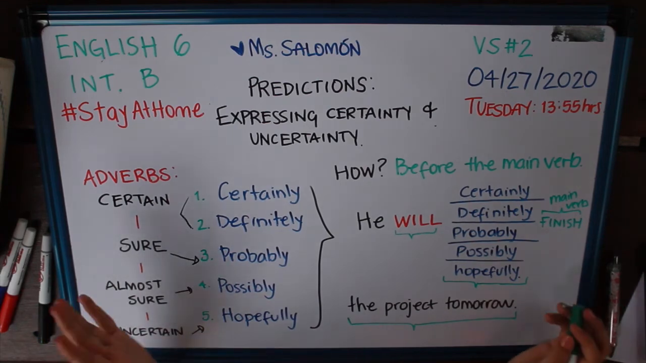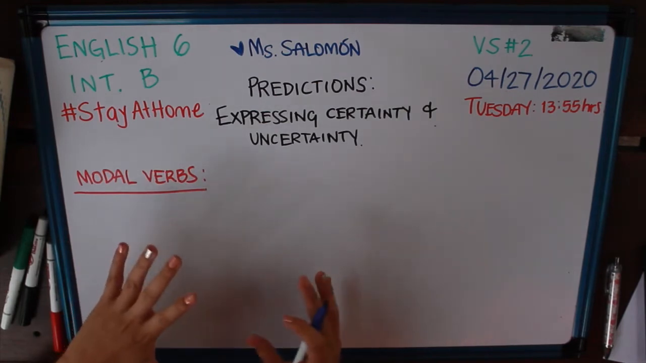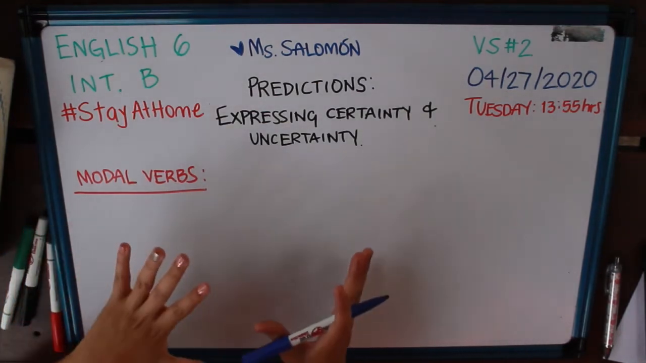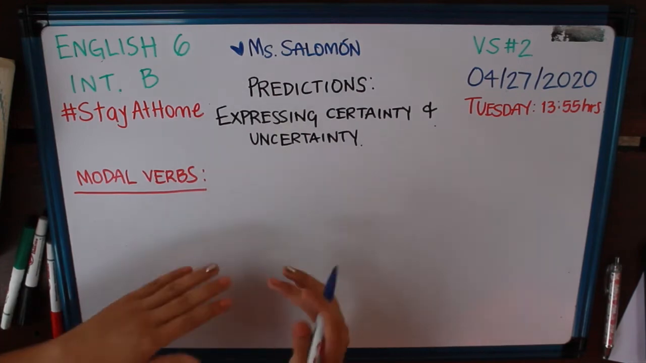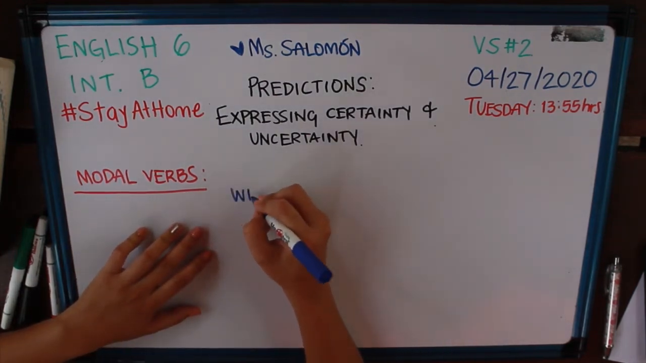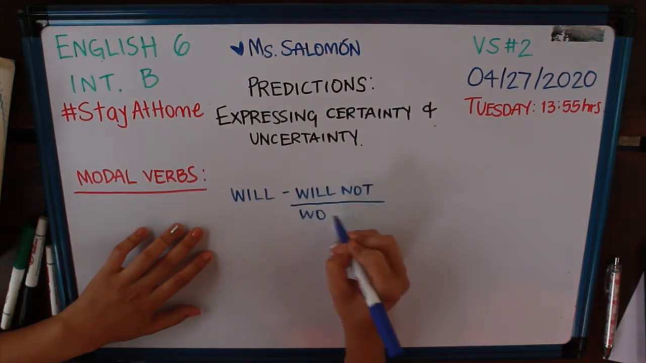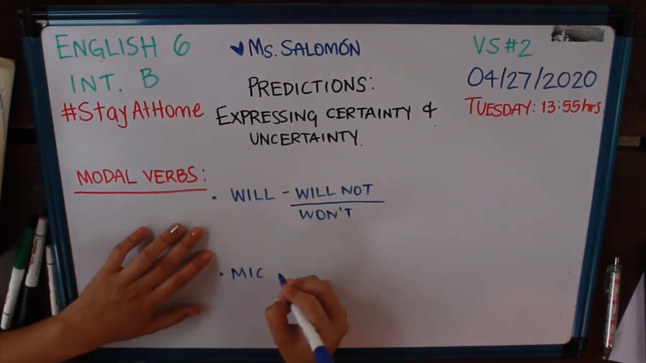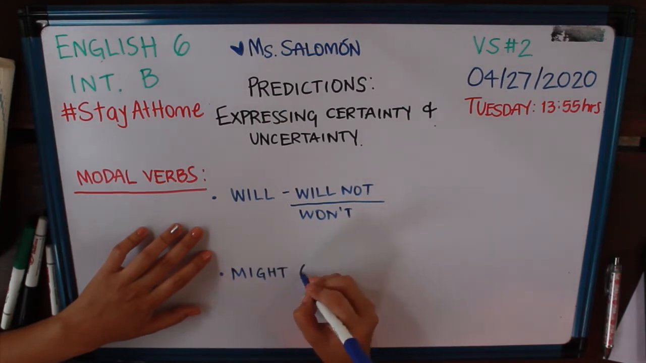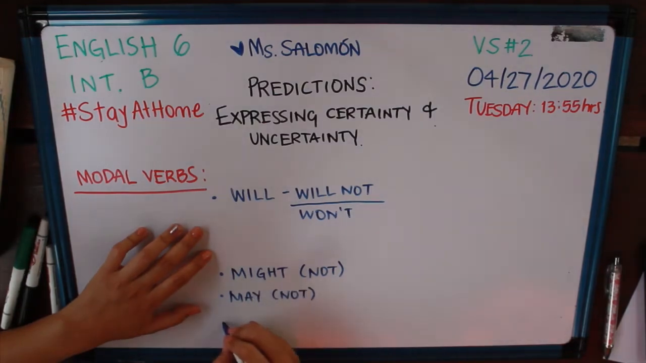Now, let's move on to the second part of today's session, which is modal verbs. Some of the modal verbs that we can use whenever we're talking about certainty and uncertainty are the following. You could use or choose more modal verbs, but we will be focusing on these ones. We could use will or its negative form, which is will not, or its contracted form, which is won't. And we could also use these modal verbs. I could use might or might not. I could use may or its negative may not. And I could also use the modal verb could.